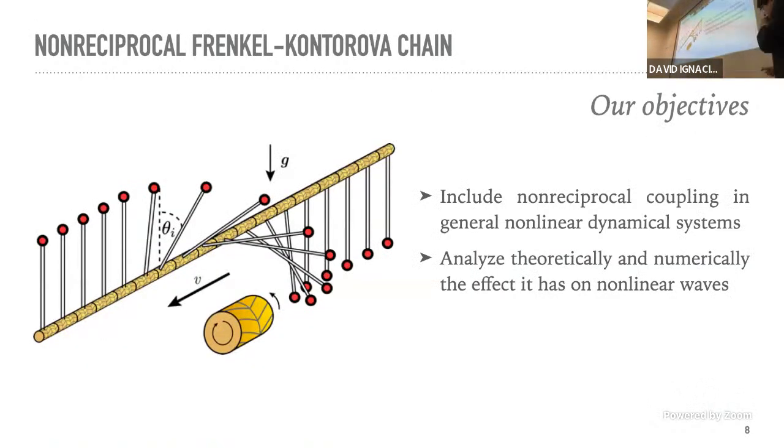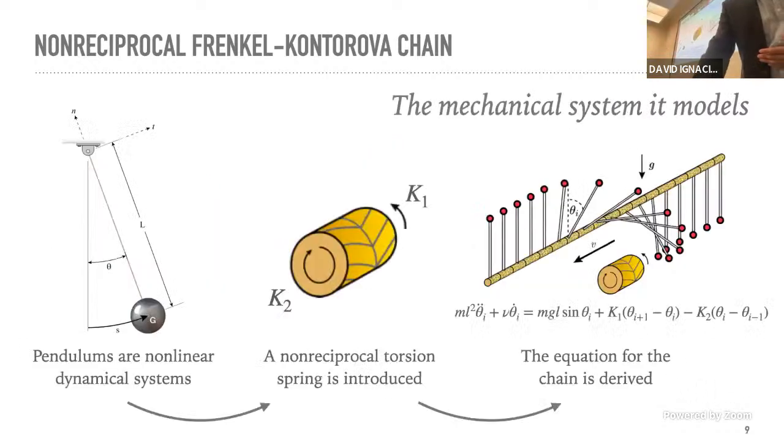Okay, so I will start with my first work, the non-reciprocal Frenkel-Kontorova chain. Our objectives are to include non-reciprocal coupling in a general nonlinear dynamical system, and then try to analyze theoretically and numerically, and if we can, analytically also, the effect that it has on nonlinear waves. The video I showed you before, the system was linear, so now we want to extend this to nonlinear systems.